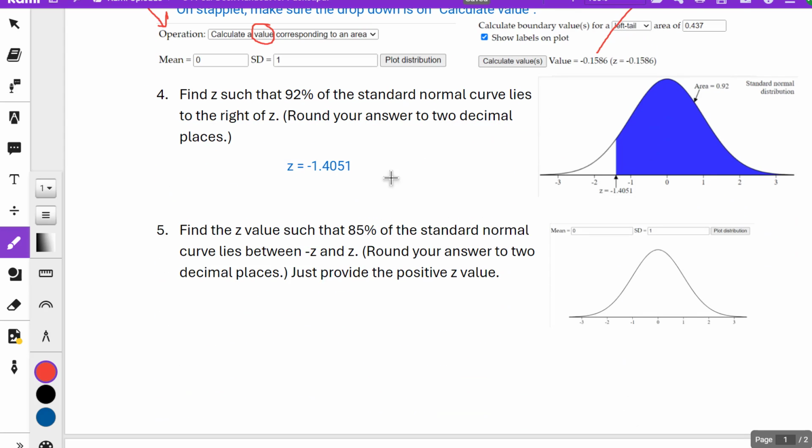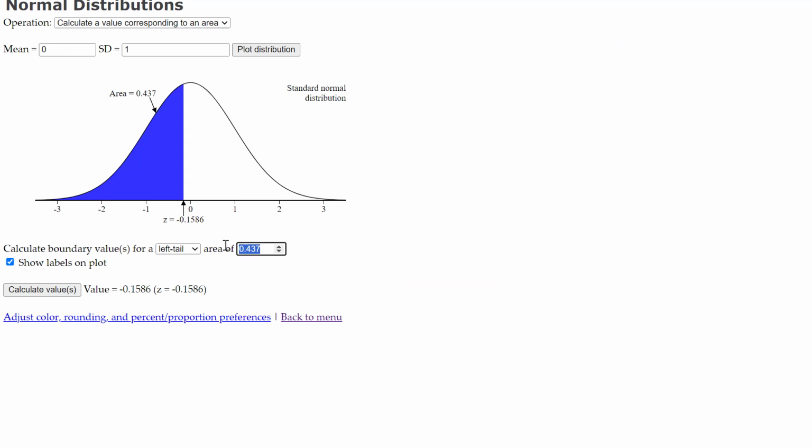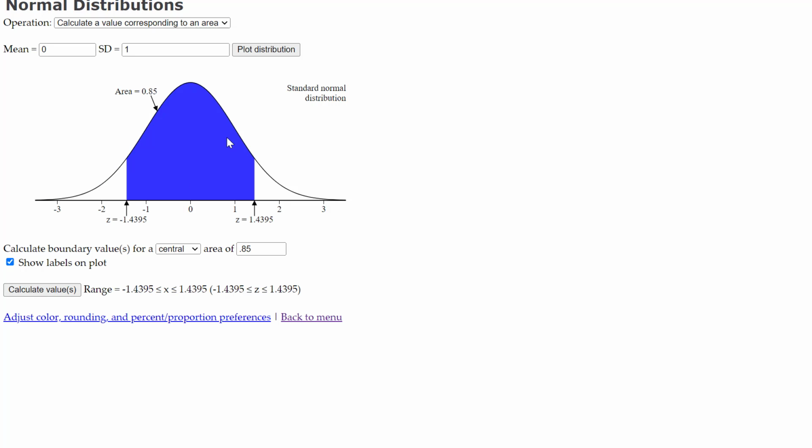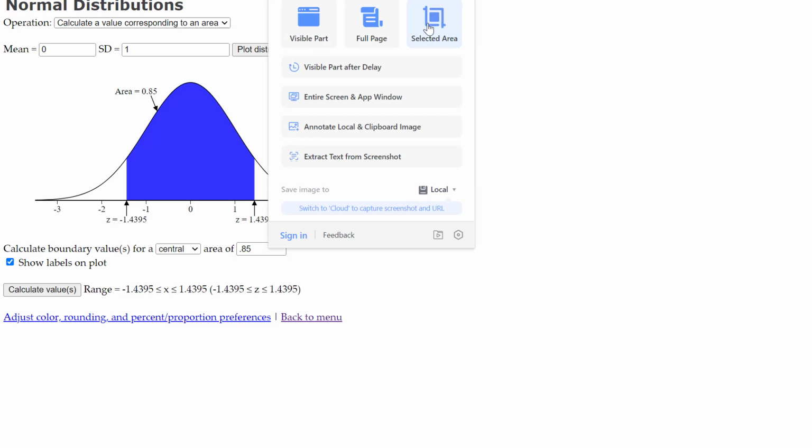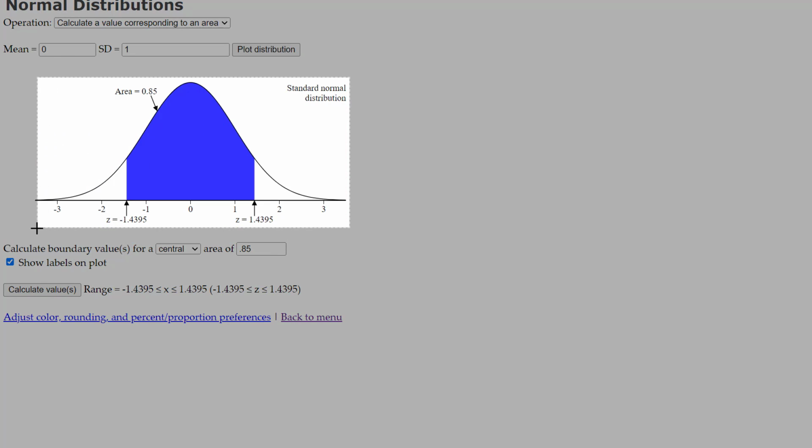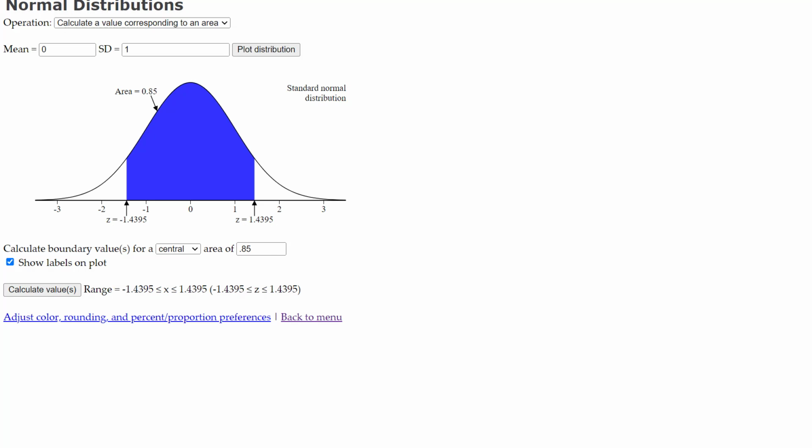So, and then this one is also calculate a value. So now we want between negative Z and Z. So the secret on this is 85%, so I'll put 85, is we want central area. And that's your answer right there. Just make sure you do central area and you're golden. And it gives two values.